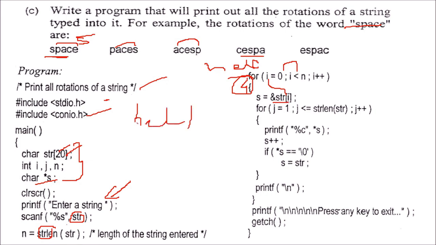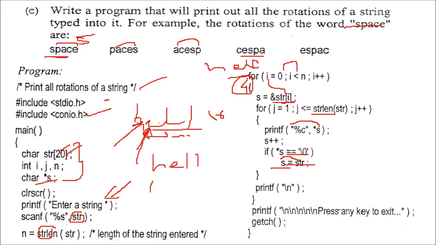So every time, the first time H has come, we have to start from here. And then the next one, j equal to 1, till the string length n, from here we print the value at S and we increment S. So ELL, right? And every time, if we reach the \0, then we say S equal to str. Now this str, which is this value, is reassigned to S. Now S will be pointing here. I hope you got the idea.